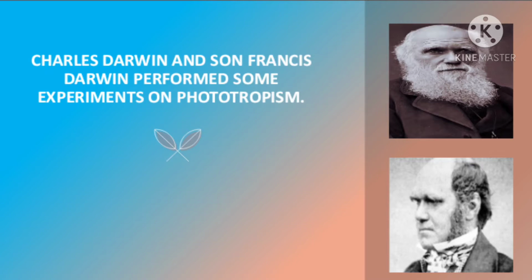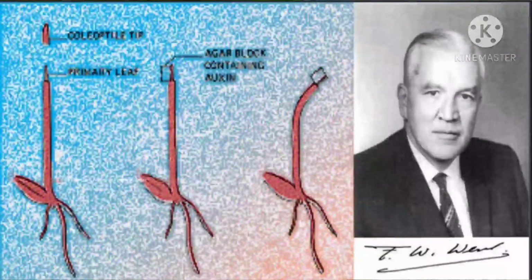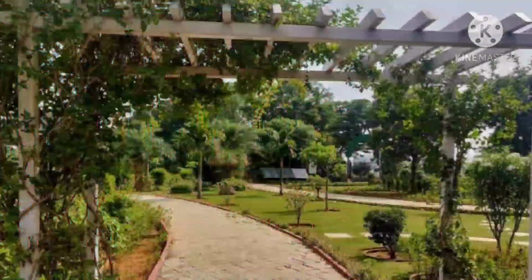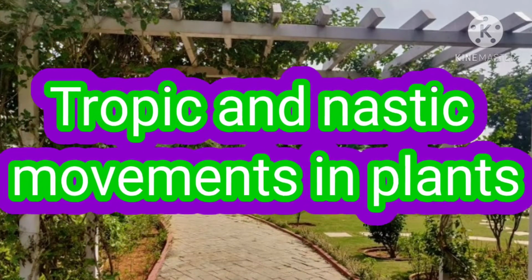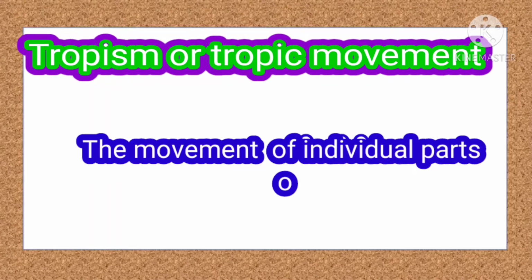Darwin's and Wendt's experiment on oat seedlings showed that the movement of individual parts of plants is possible when they are subjected to external stimuli. Let us know about this in today's lesson: tropic and nastic movements in plants.